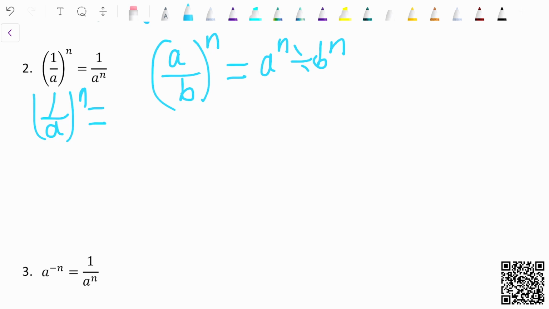It would equal 1 to the power of n over a to the power of n. So then that would equal, since 1 to the power of n is still 1 no matter what n is, and the bottom would just stay a to the power of n.